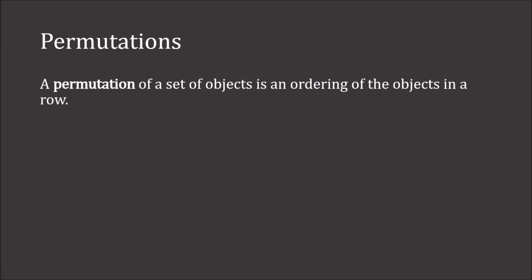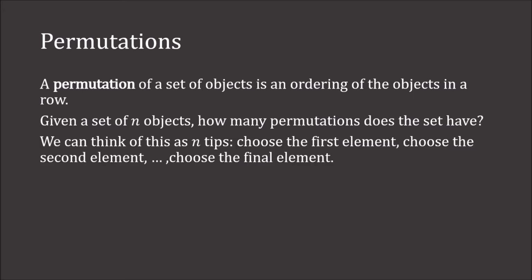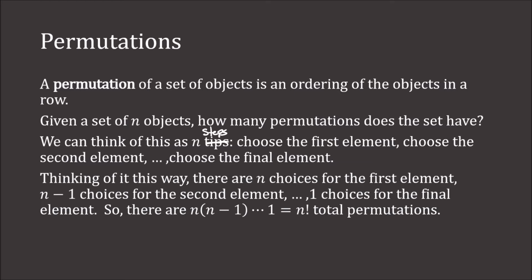Now, a permutation of a set of objects is an ordering of the objects in a row. Given a set of n objects, how many permutations does the set have? Now we can think of this as n steps. Choose the first element, then choose the second element, and so on, until you choose the final element. There are n choices for the first element, n minus 1 choices for the second element, and so on, and then you have 1 choice for the final element. So you have n times n minus 1, and so on, down to 1, which is n factorial total permutations.